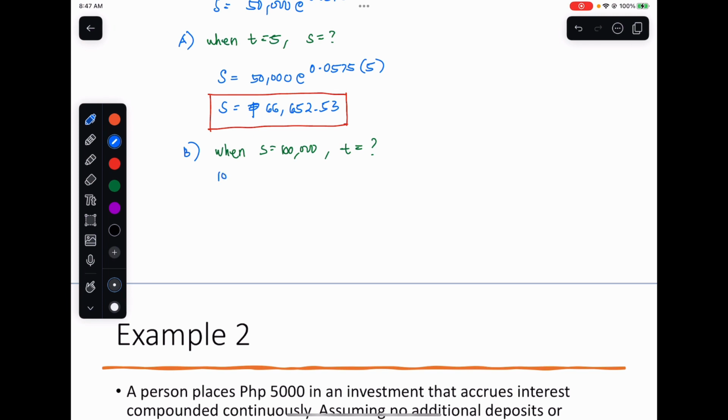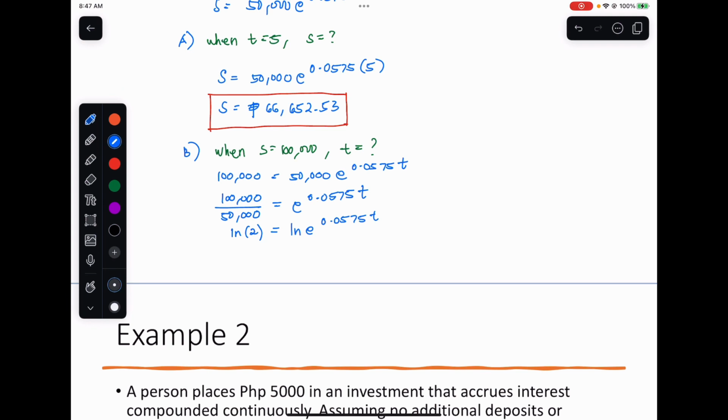So S is 100,000, equals 50,000 e raised to 0.0575 times the time. 100,000 over 50,000 is equal to e raised to 0.0575 times time. So this would be ln of 100 over 50, which is 2, equals ln of e raised to 0.0575 times t. So we take the natural logarithm of both sides.